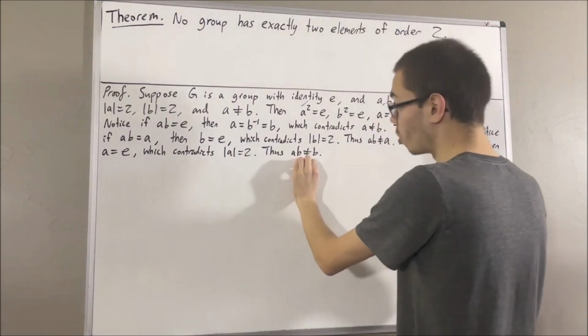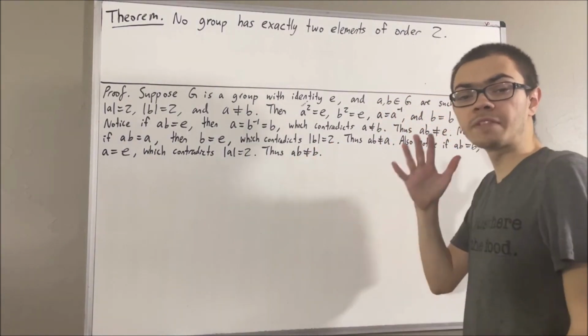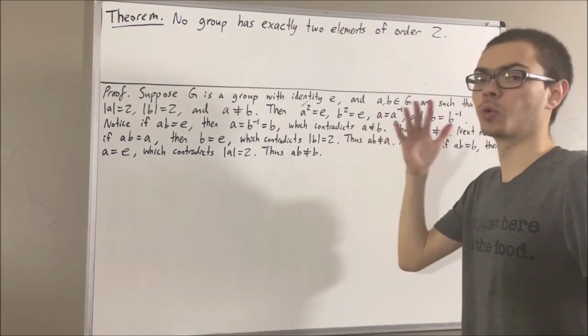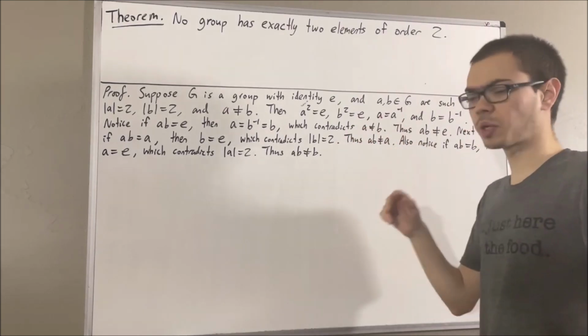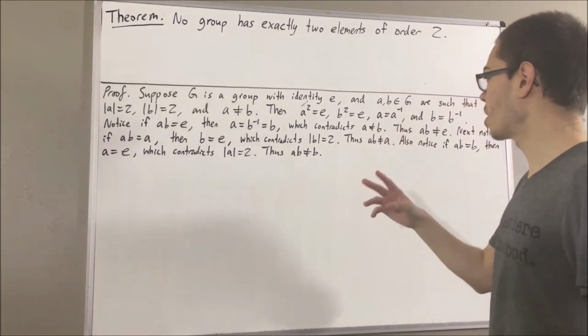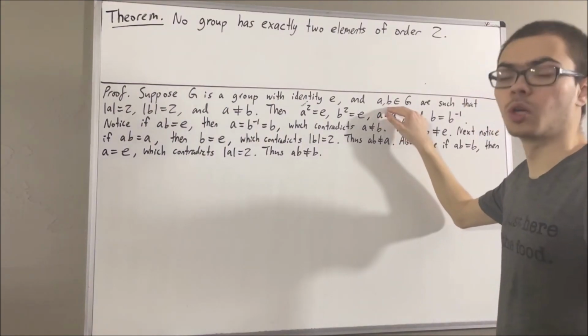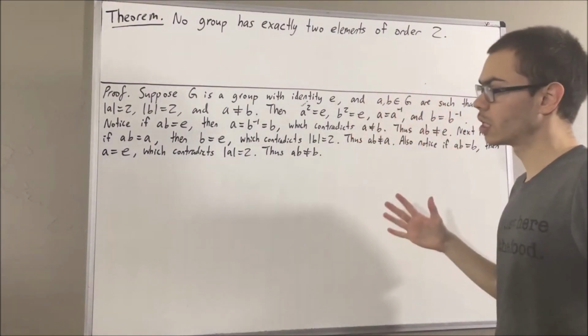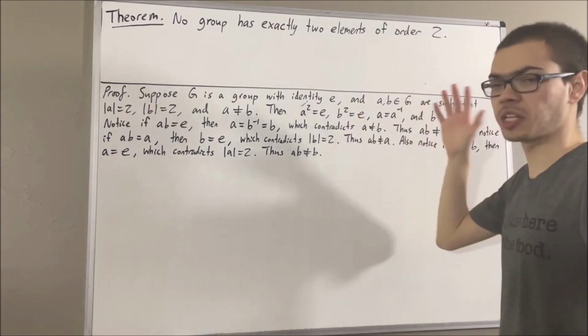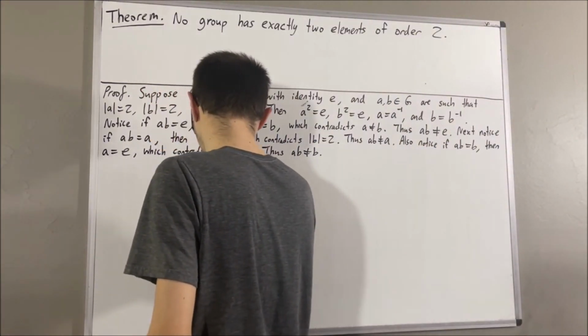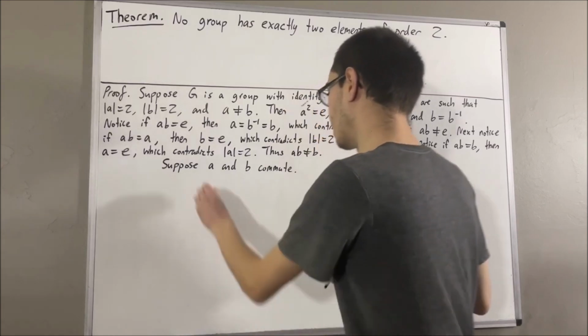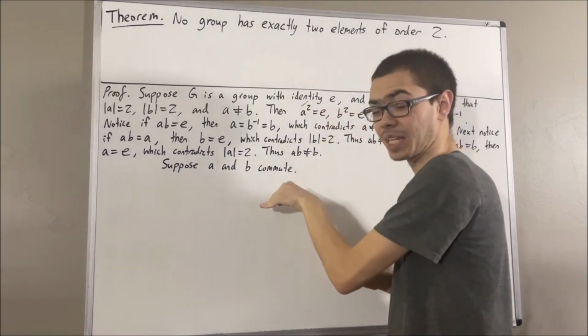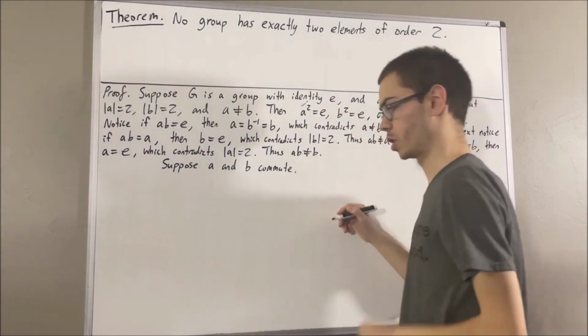Now remember, the whole goal is to show that we can always find a third element in G with order 2. And to show that, we're going to split this up into two cases. Either A and B commute, or they don't commute. Let's first consider the case where A and B commute. The claim is, in this case, we can show that AB is a third element of G with order 2.